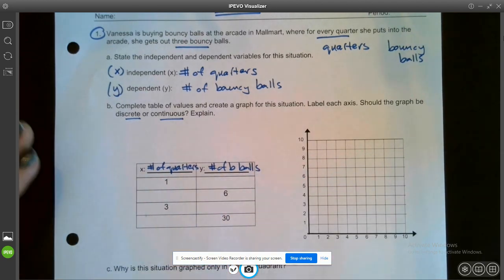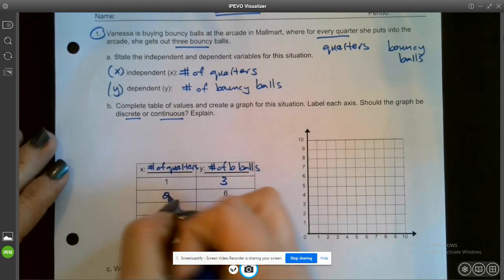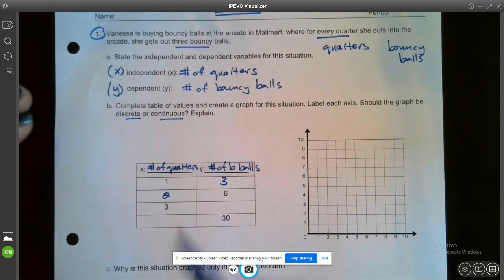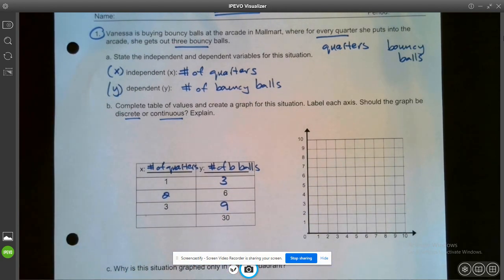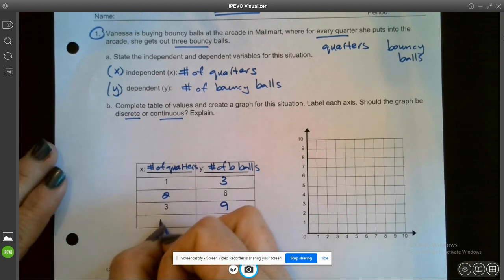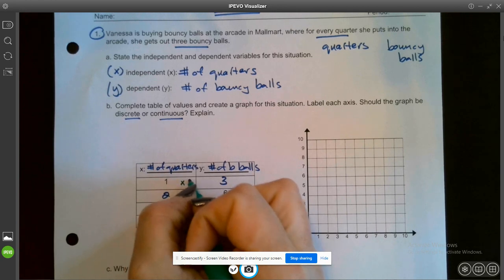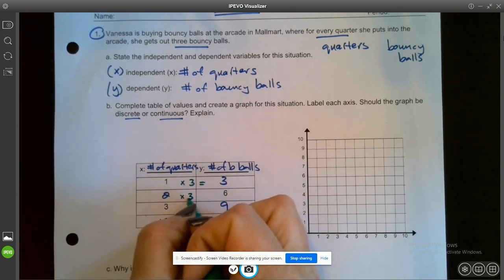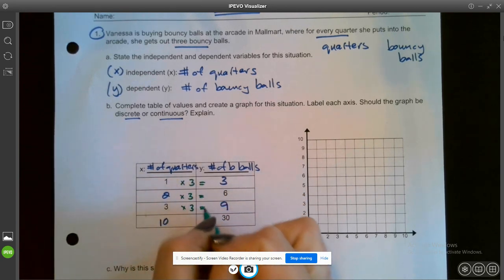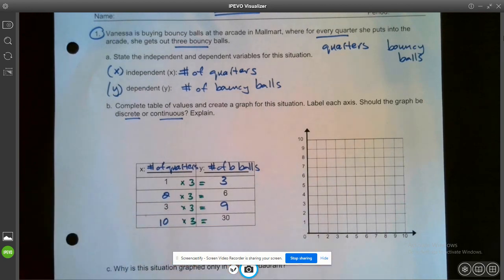So for 1 quarter, you get 3 bouncy balls. If you want 6 of them, you already figured out you need 2 quarters. If you put 3 quarters in, you're going to need 9. If you have 30, holy smokes, you have 10. And maybe what we do is we go back and remember, I don't know if you remember in module 2, but we talked about constant proportionality and all this good stuff. And it looks like 1 times 3 is going to be 3, 2 times 3 is going to be 6, 3 times 3 is going to be 9, and 10 times 3 is going to be 30. So we already know that this thing's going to be proportional.